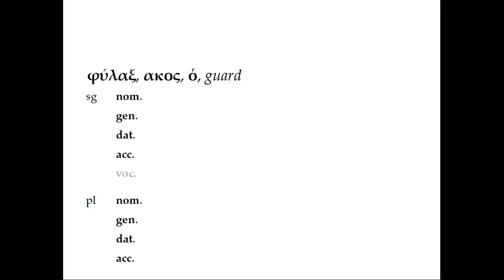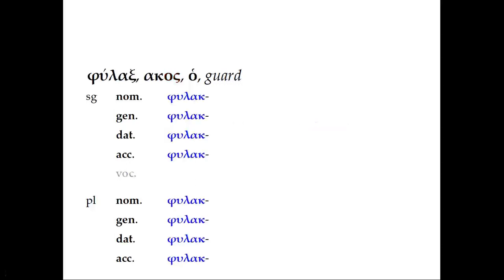So how do we get the stem for a noun of the third declension? Well, we take a look at that genitive singular ending and we drop the os ending, which is basically the ending for the genitive singular of third declension nouns. So we drop the os and get phulak, and we plug that into all of the cases and numbers to get phulak throughout all of these. And then we add what are our typical third declension endings. And these are those endings: s, os, i, a, es, on, si, as.